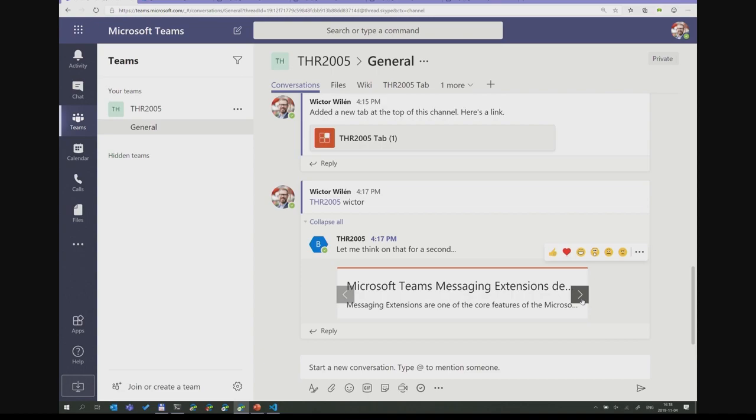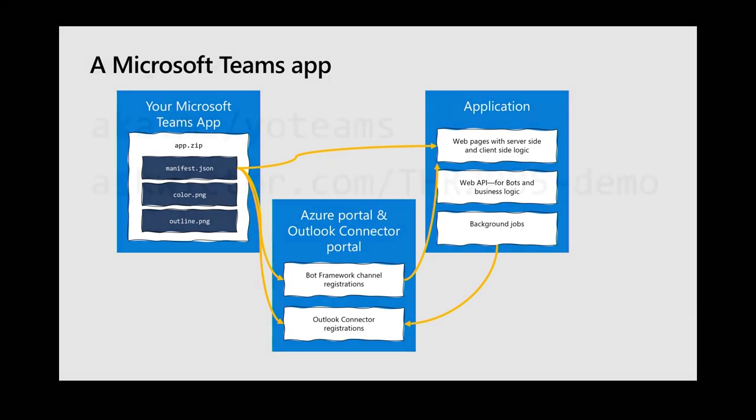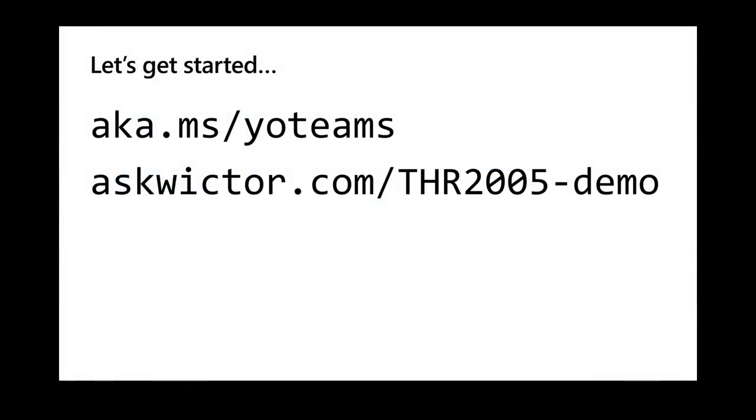So let's just jump back to the slides here and summarize it. Yes, so you saw the manifest.json that we had in there, generated by the generator. We actually created a web application with a set of web pages. I used some web APIs for background jobs. We have a web API for the bot. And all of this, the magic behind this, is the Yeoman template generator for Microsoft Teams.